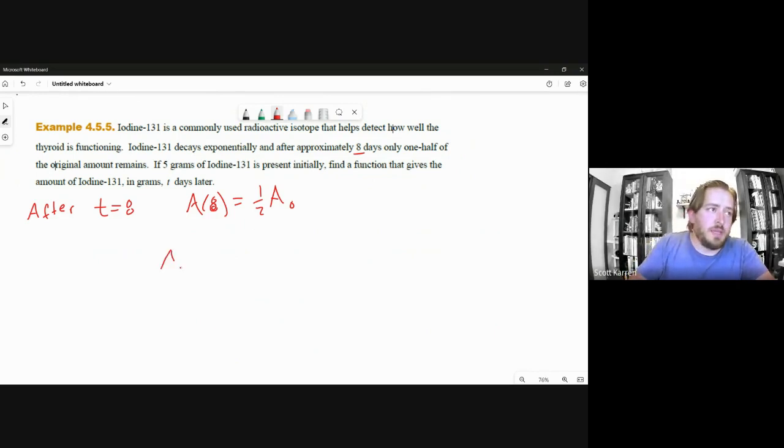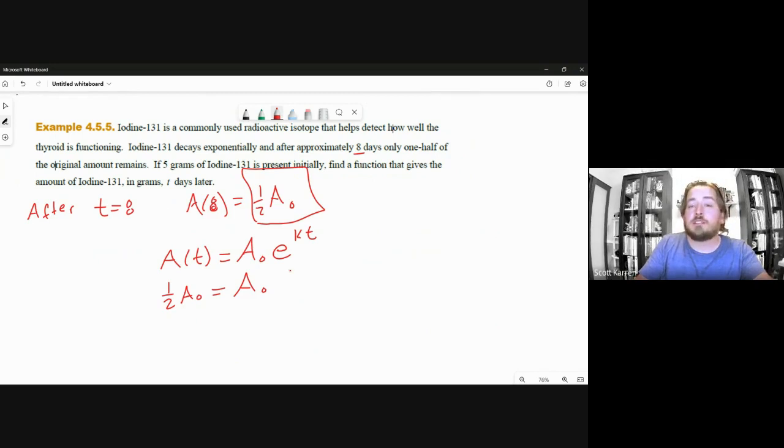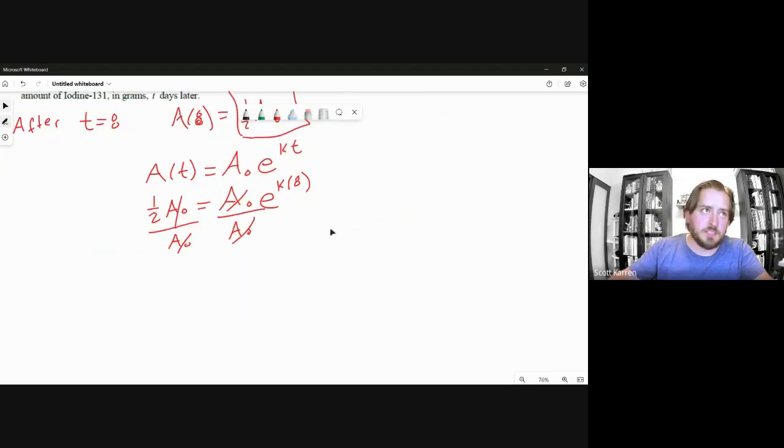So in this problem, A of t equals A naught e to the kt. The amount after 8 days, I'm going to plug in 1/2 A naught equals A naught. I don't know how much I have, but again, it doesn't matter. I'll show you why in the next step here. You can probably see why. But this happens after 8 days, so I'm going to plug in 8 for t. So if I divide each side by A naught, the A naughts all cancel out, and it didn't matter how much I started with.